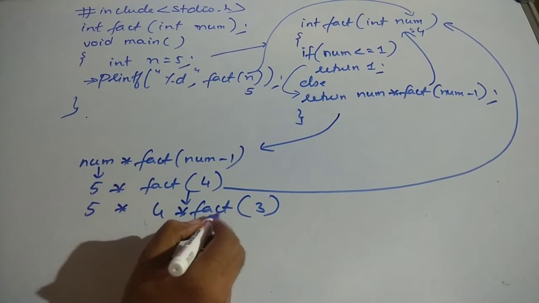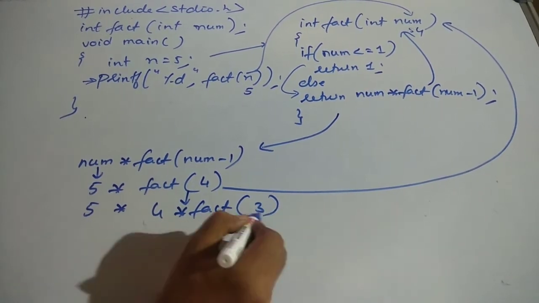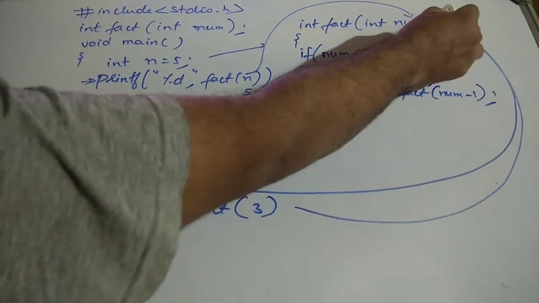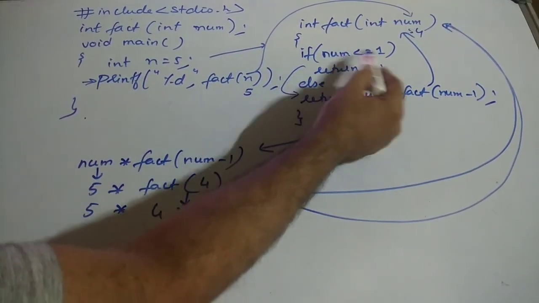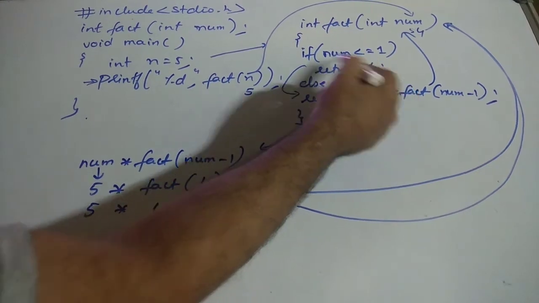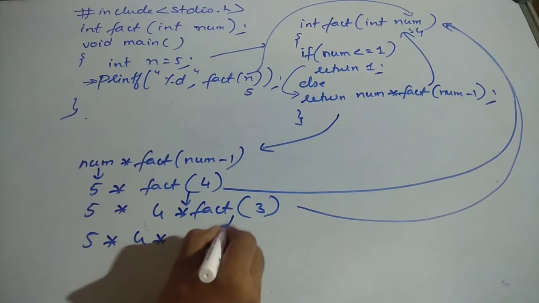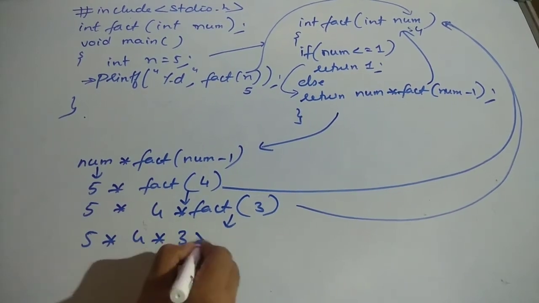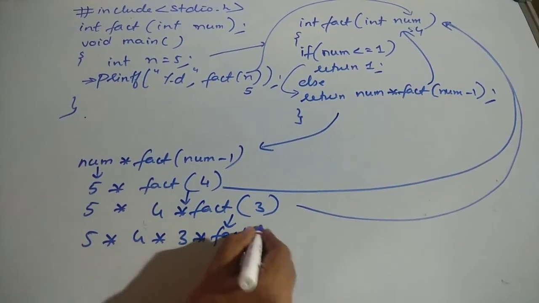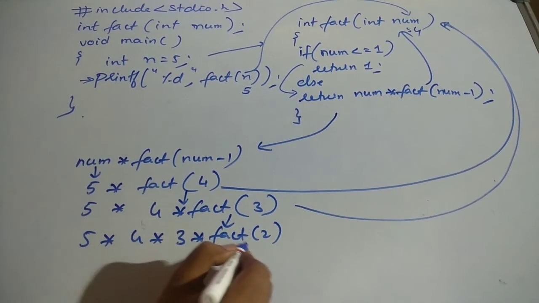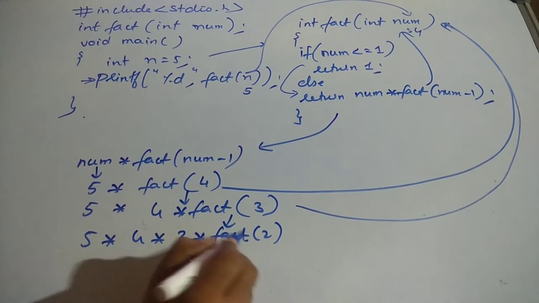Now again you can see it is calling the same function. Fact of 3. Now the value of number is 3. Again the same function is called. So here number is 3. Is 3 less than or equal to 1? Condition is false. Go for the else part. So fact of 3 will give 3 into fact of 2. Is it clear?